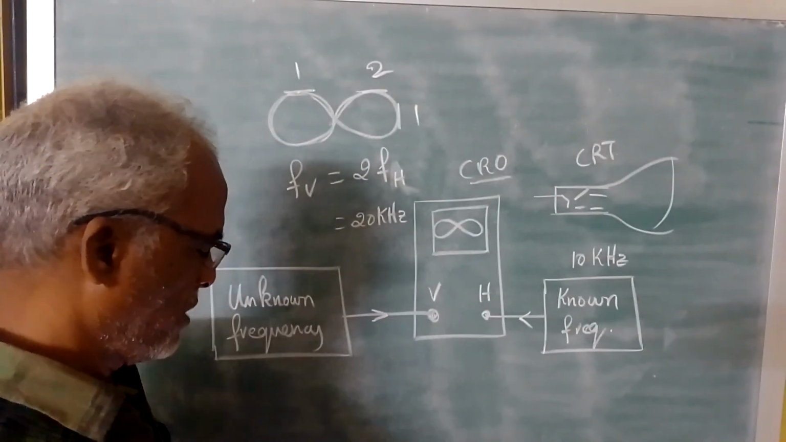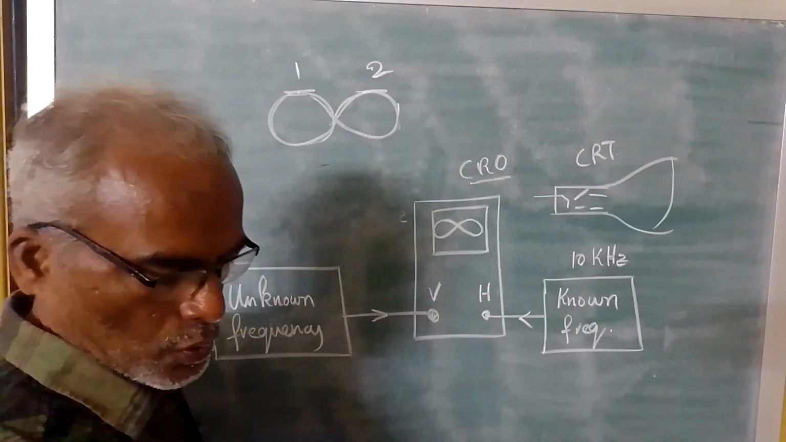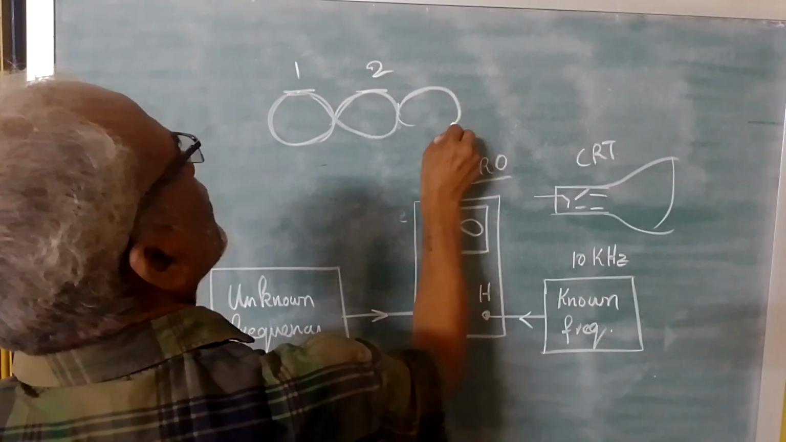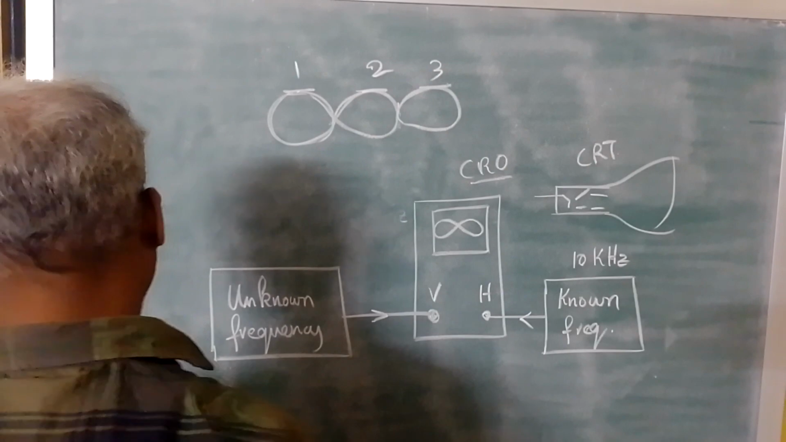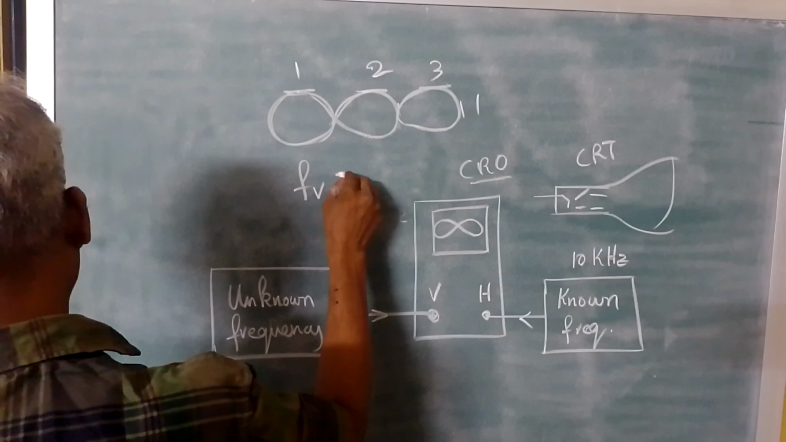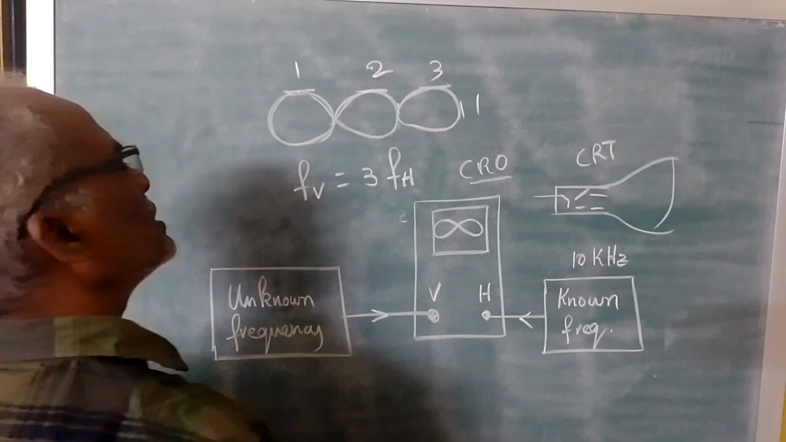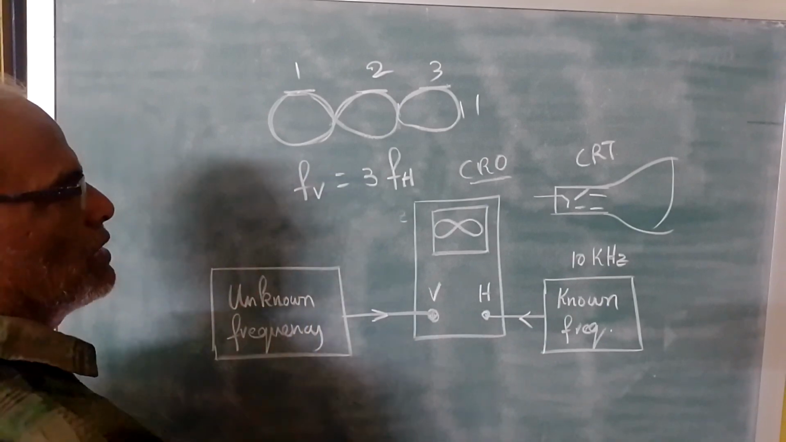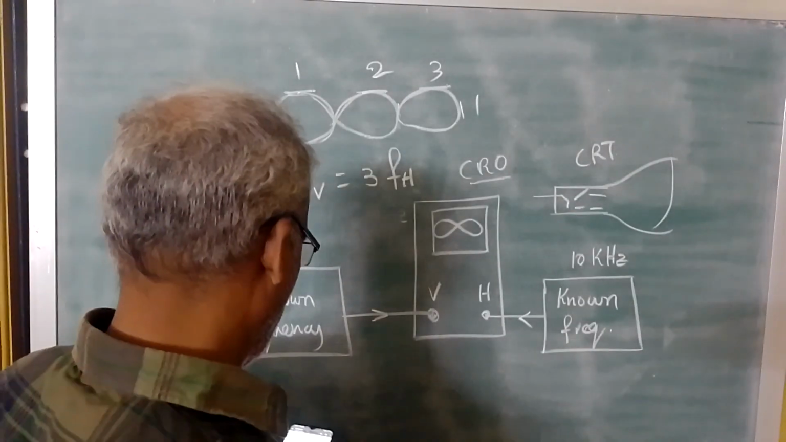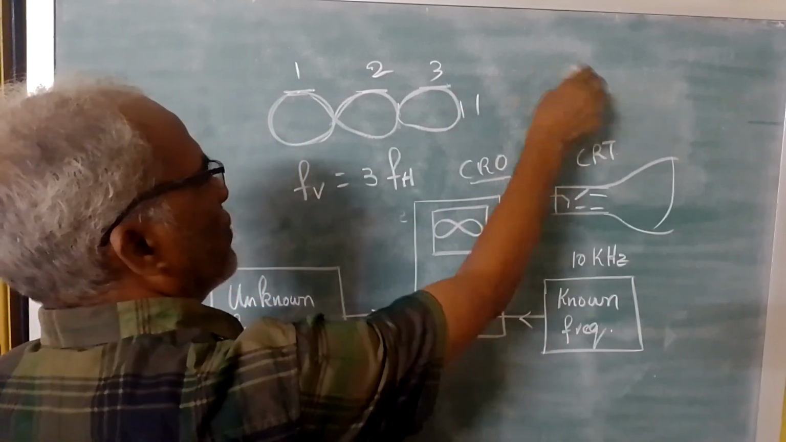The next waveform: now you have 3 loops. Instead of 2, you have 3 loops, like this. Here you have 3 on this side and 1 on the other. So here the vertical frequency is 3 times the horizontal frequency. That means if this is 10 kilohertz, the unknown frequency is 3 into 10, which is 30 kilohertz. Similarly, you can have 4, 5, like that.